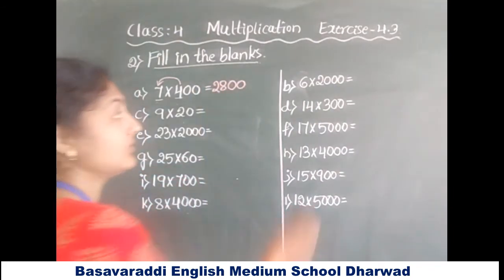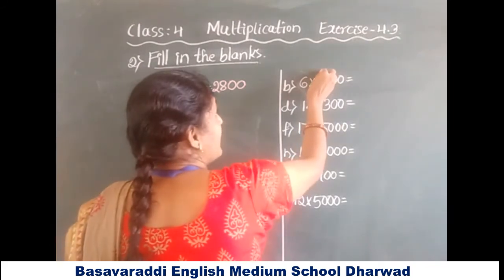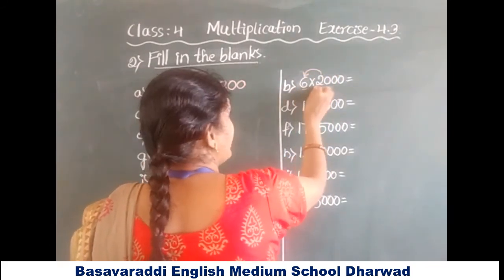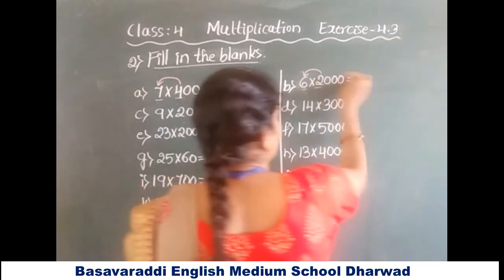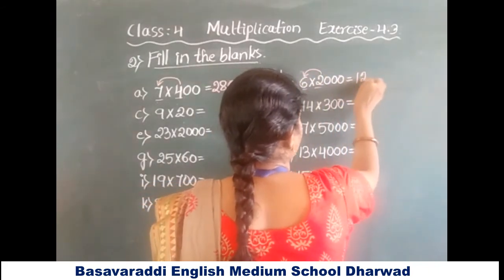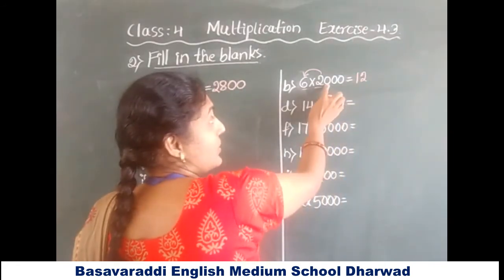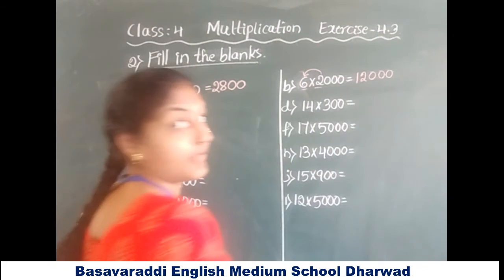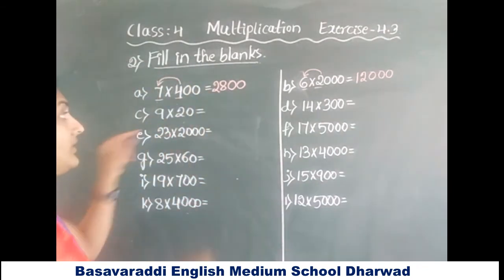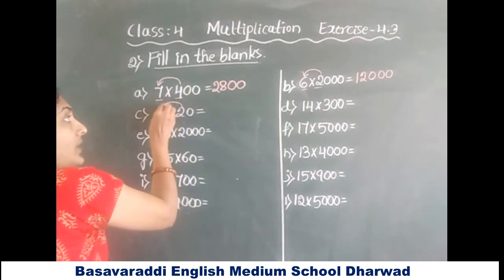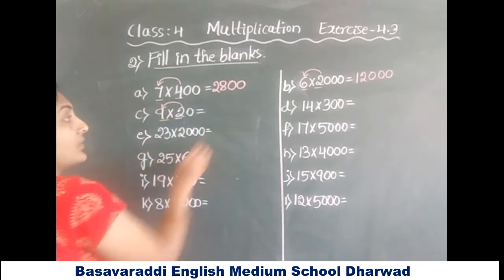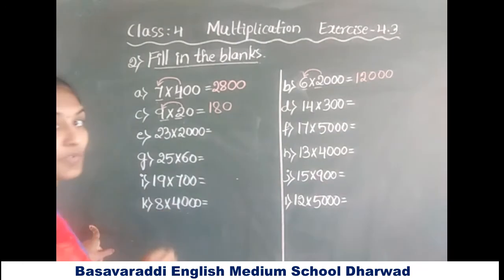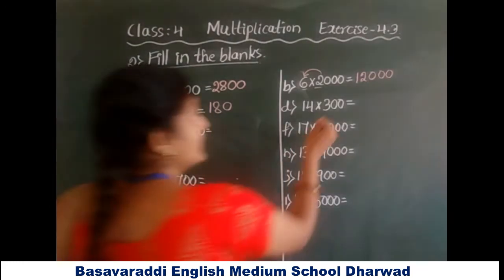Next, B. Multiply the non-zero part first. That is 6 and 2. That means 2 sixes are 12. And then put the zeros there. How many zeros? 1, 2, 3. So write the 3 zeros. The next one, C. The 2 nines are 18. So write the 0 there. That becomes 180.